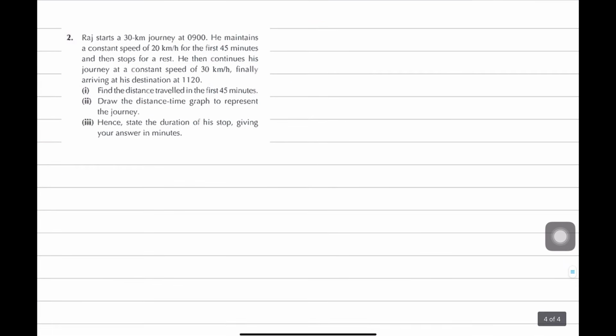It says Raj starts a 30-kilometer journey at 0900. He maintains a constant speed of 20 kilometers per hour for the first 45 minutes. So immediately there's a catch in the question. Okay. So it's best that you underline it. Constant speed for first 45 minutes. Okay, I'll ask you guys what the catch is later. First, let's read the question.